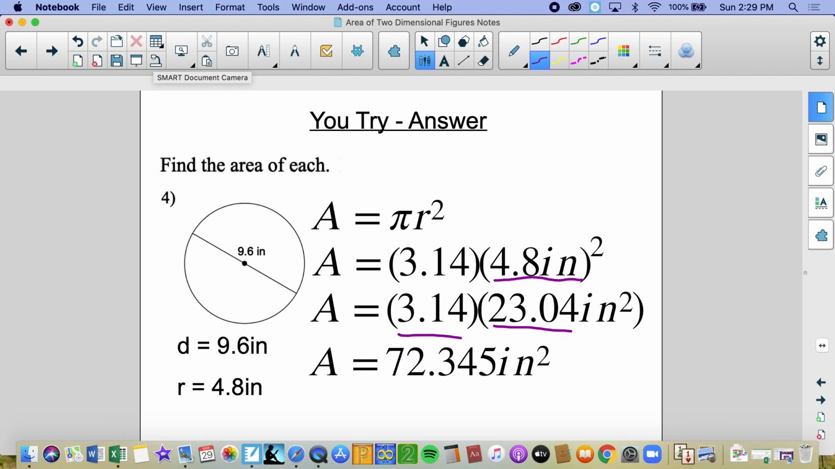Then we multiply 3.14 times 23.04, and we get 72.345 inches squared. Notice it doesn't say to round, so we would just give our answer all the way to the thousandths place. We would not round. It did not ask us to round.